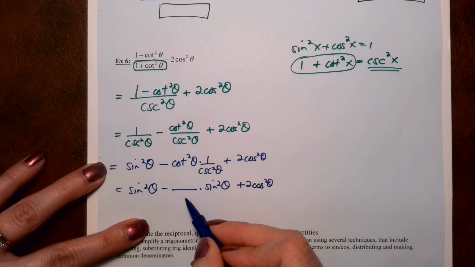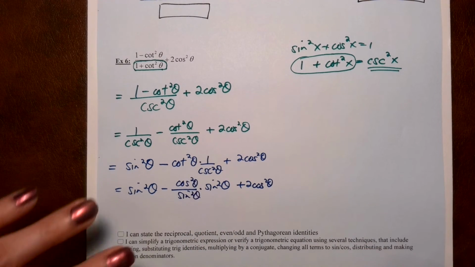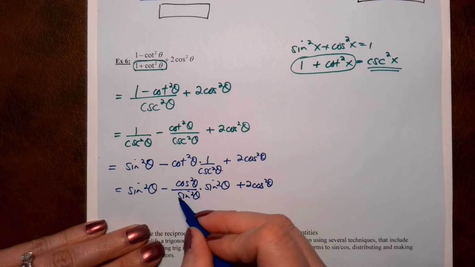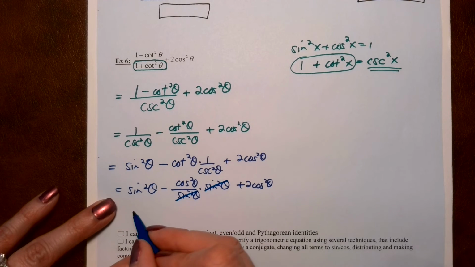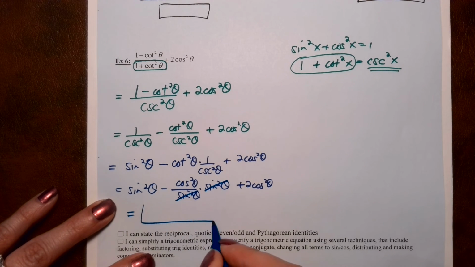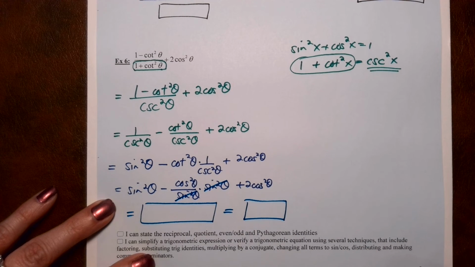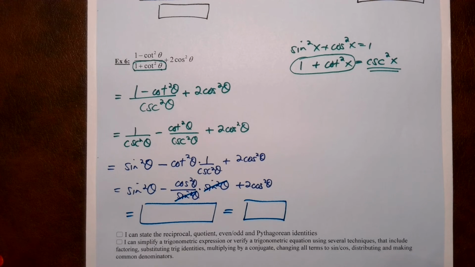So what did we make here? We should have cosine squared of theta over sine squared of theta. So the sine squareds cancel. Oh, I see some like terms here. I think we're going to get some like terms canceled out. I think we can get all the way down to a single term.